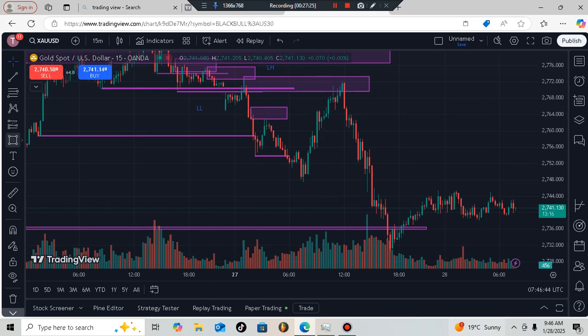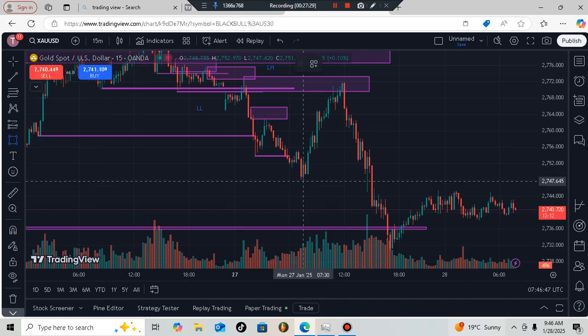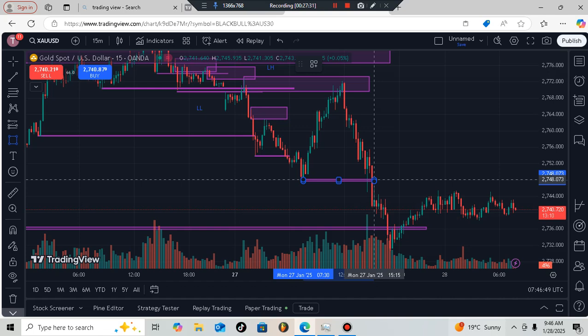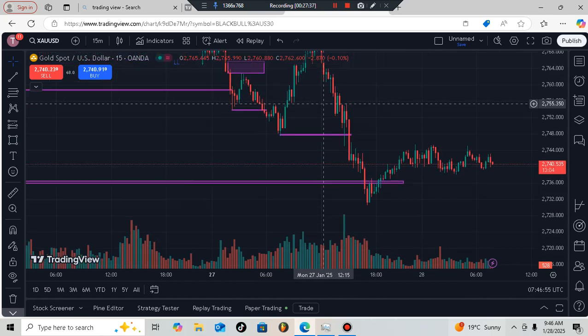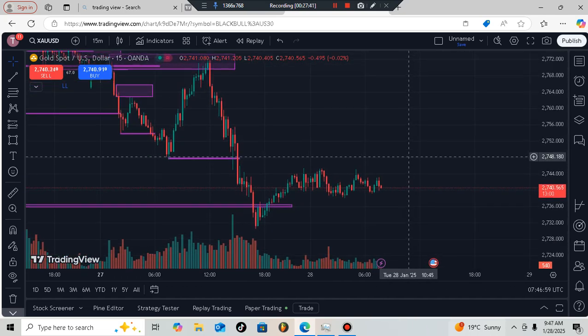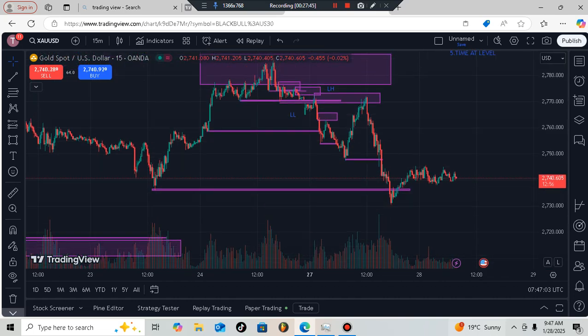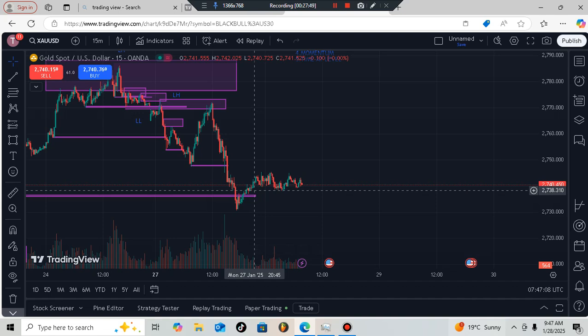Obviously right there as well, confirming our break of structures right there, confirming that being our lower high, and obviously this down here being our lower low. So now obviously we're in our present time right now, and we're on the daily, we're on the gold, we're on the M15.